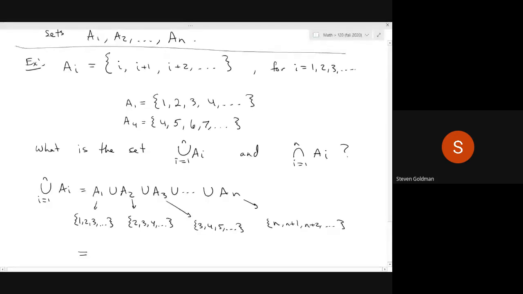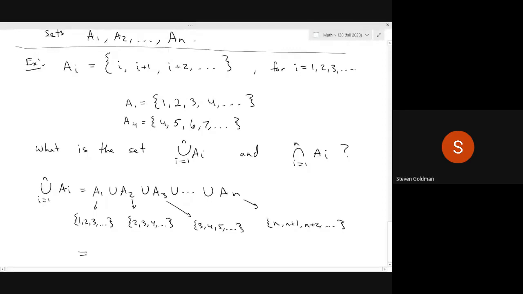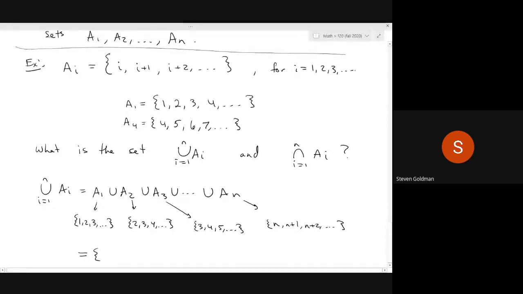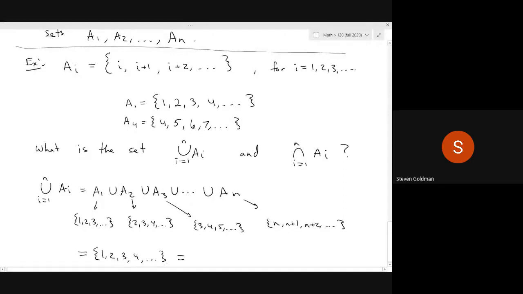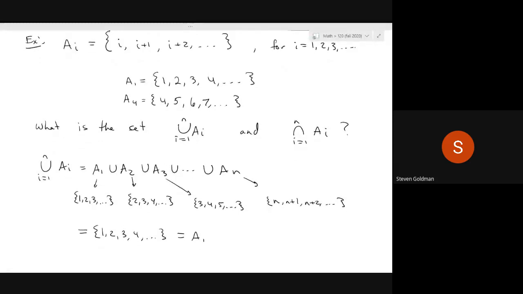Do we have any suggestions? Yes, exactly. As Yasser pointed out, it will be the set of all values of I. In other words, it's the set of everything. We combine everything into one set. So it's just going to be 1, 2, 3, 4, etc. In other words, it's equal to which set? That's A sub 1.